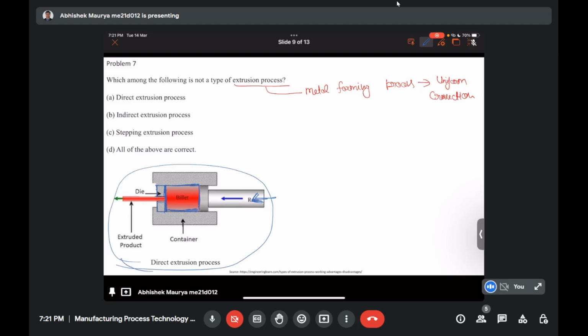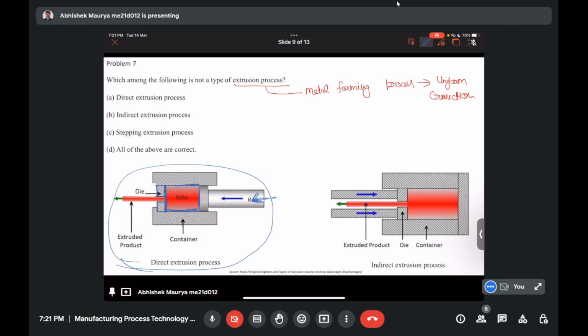So let's see the next configuration of the extrusion process, that is the indirect extrusion process. If you see in the direct extrusion process, we are giving the velocity to the ram in this direction towards the left, and the final product is also coming out with velocity towards the left.